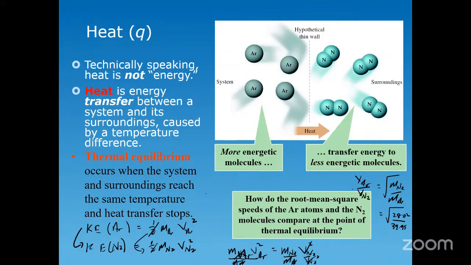Divide 28.02, divide that by 39.95, and then find the square root of that. And according to my calculation, this works out to be equal to 0.8375, right? So basically, the velocity of the argon atoms will be equal to 0.8375 times the velocity of the nitrogen molecule. So that is basically the answer to the question being asked here.